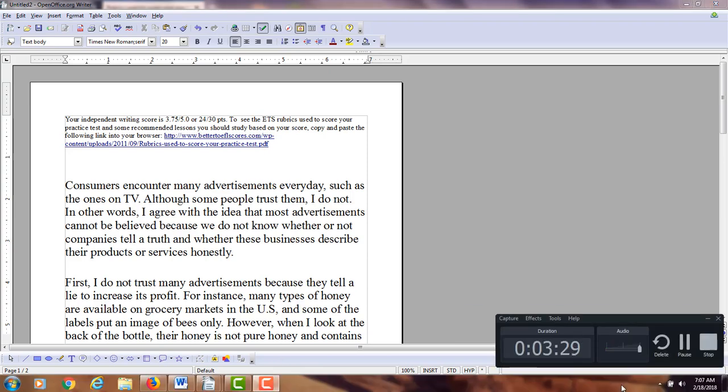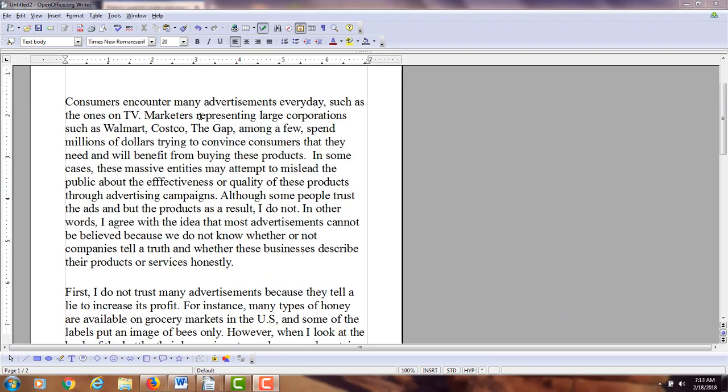I'll show you what you can do. In the first paragraph, I'm going to show you how you can expand the first paragraph to raise a topic a little bit more. And then you get to your thesis here. So I think you got to your thesis a little too quickly. So you could say consumers encounter many advertisements every day, such as the ones on TV. Marketers representing large corporations such as Walmart, Costco, The Gap, among a few, spend millions of dollars trying to convince consumers that they need and will benefit from buying these products.